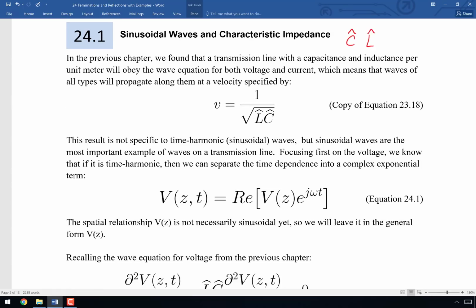So we're going to focus again, and I think you're going to find that this analysis is going to be very similar to the one that we did for electromagnetic waves in free space or dielectric. We're going to focus on a time harmonic sinusoidal wave. So we're going to take the time dependence of the wave and we're going to separate it out from the spatial dependence. We're going to say that the time dependence is going to be e to the j omega t, which is really equivalent to saying that it's a cosine of omega t. We aren't yet specifying what the spatial variation is going to be. We're just going to call that the most generic thing we can, which is V of z.